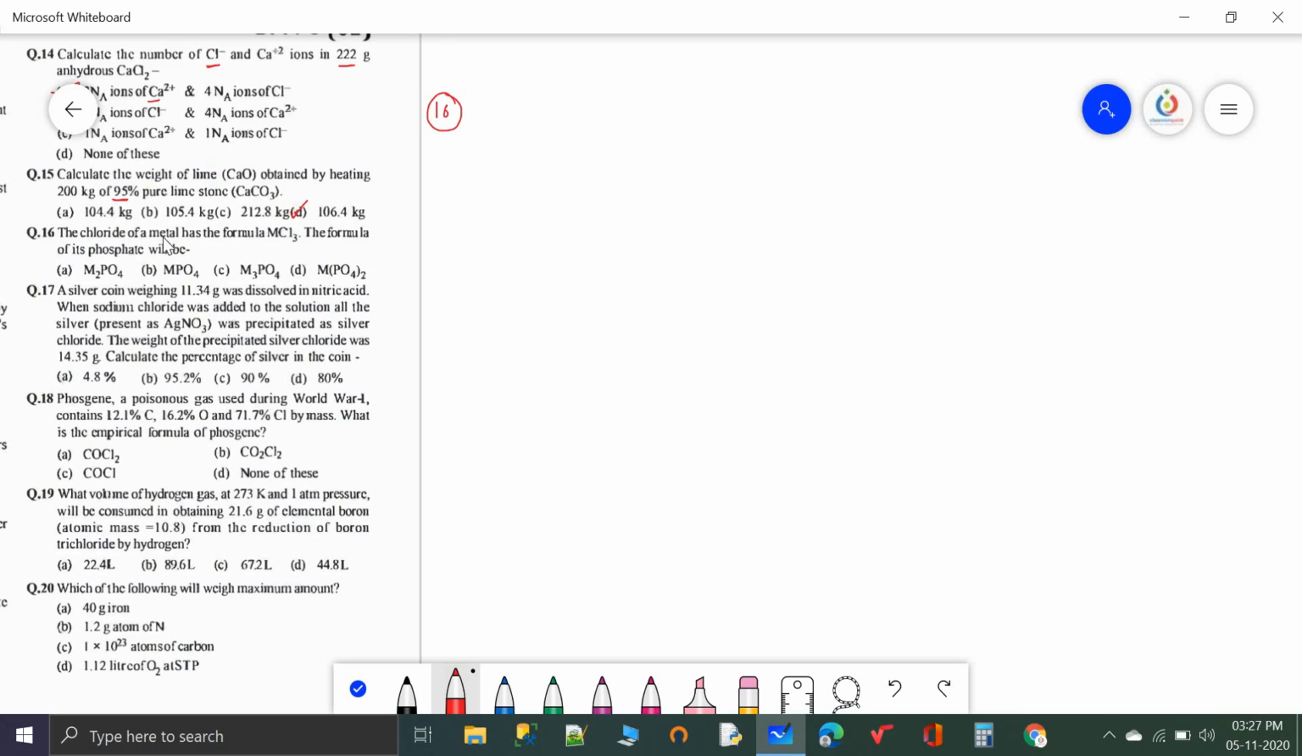Question number 16. The chloride of a metal has the formula MCl3. So according to this formula, the metal has a +3 oxidation state. The formula of its phosphate will be: the phosphate ion formula is PO4 3-, and here the metal has +3. So one metal is enough to neutralize this particular negative charge. So the formula becomes MPO4. Answer B is correct.